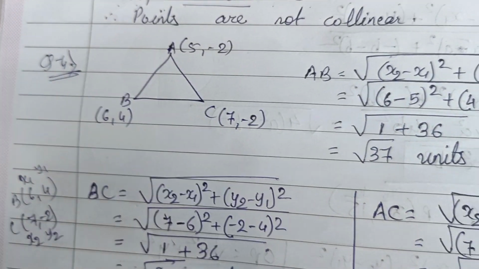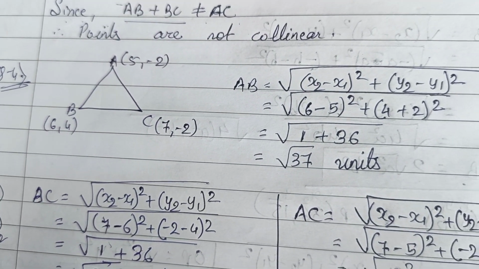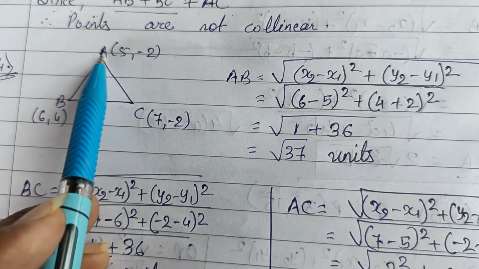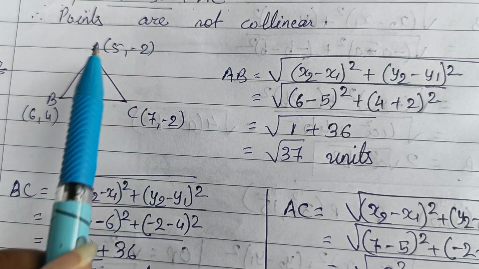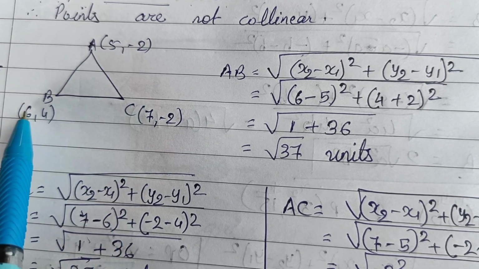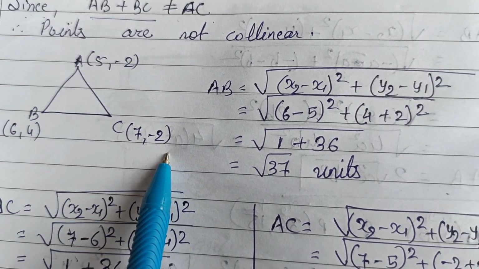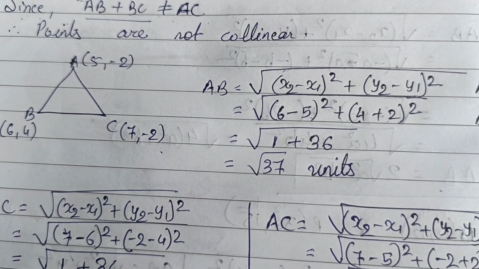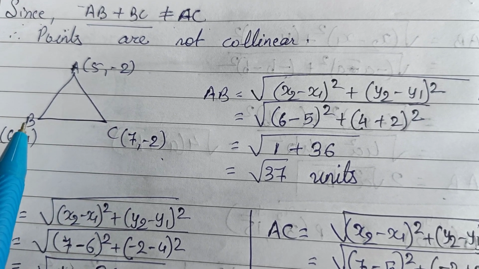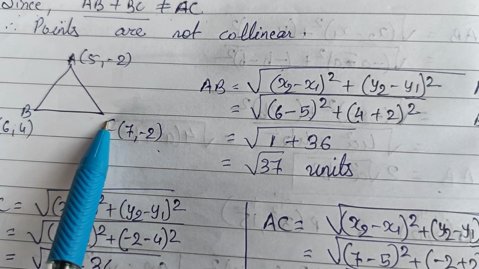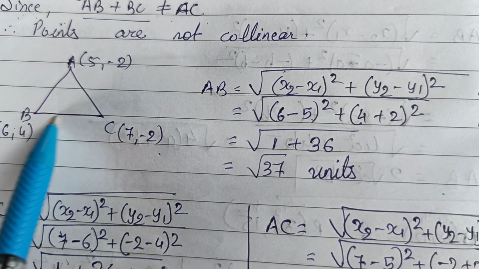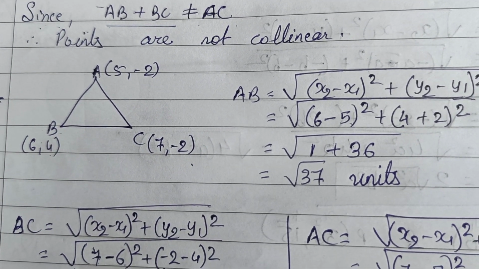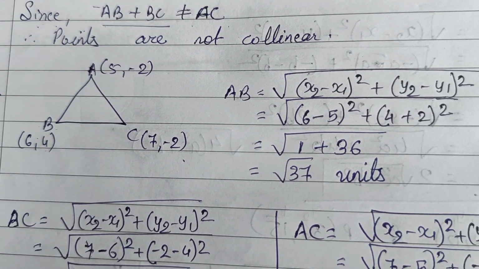Now question number 4: check whether (5, -2), (6, 4), (7, -2) are the vertices of an isosceles triangle or not. First of all, make a triangle ABC and write down the vertices: (5, -2), (6, 4) and (7, -2). Now you have to check whether this is an isosceles triangle or not. An isosceles triangle is a triangle in which two sides are equal. So find out any two sides among AB, BC and AC. If they come out equal, then it is an isosceles triangle, and if not, then it is a normal triangle.